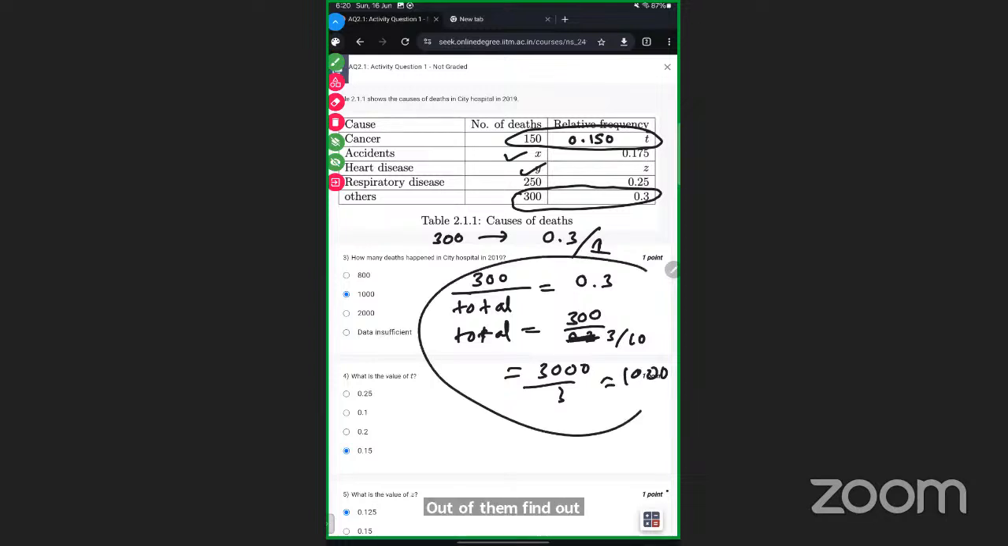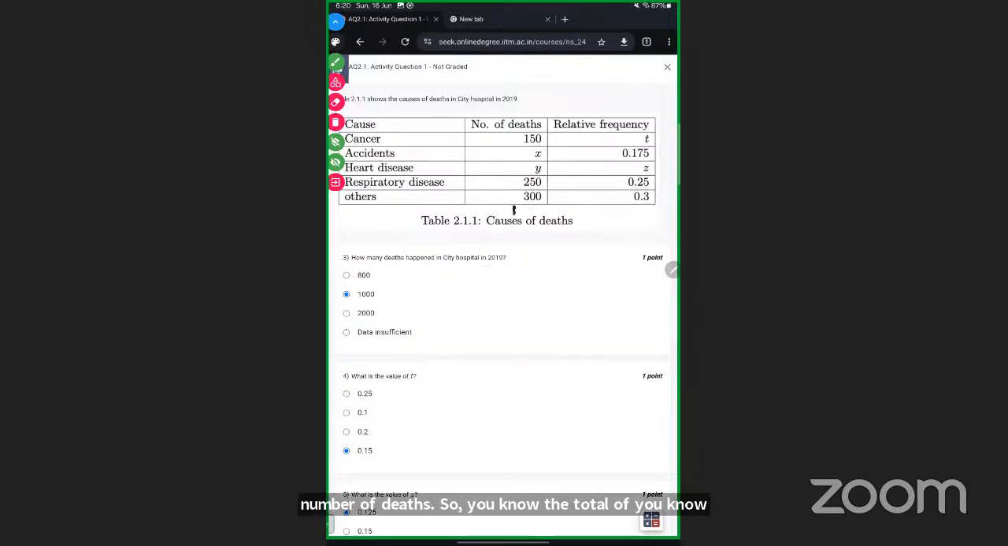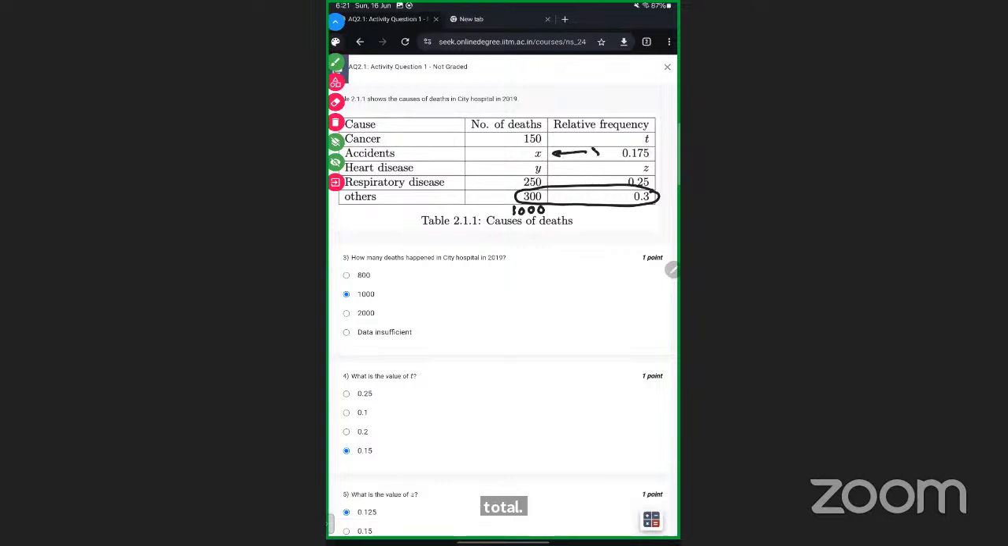So this is another way. You can approach this also. This is much easier. You know the number of deaths. So you know the total is 1000 from this relationship. From this one you will be able to find the x. So that is going to be 175. If you total it up, you can find y also, right? Y is going to be 125. And from y you can find z, that is 0.125. So like that you can find all the things.